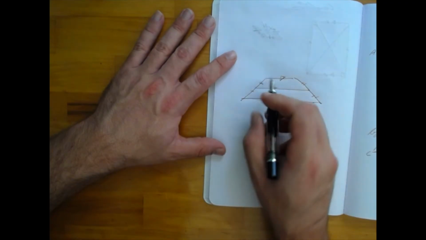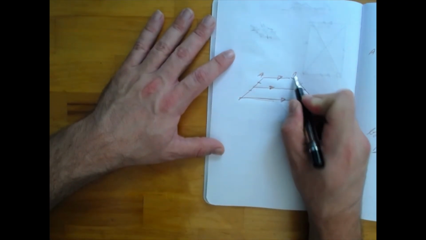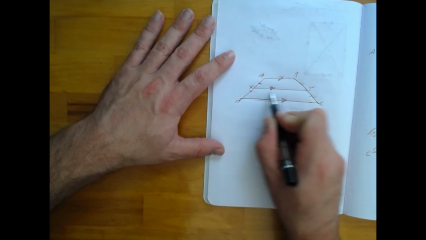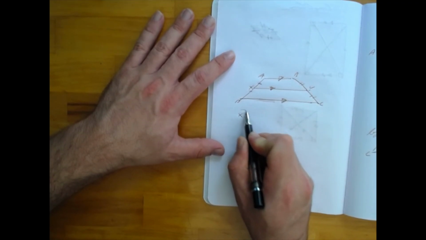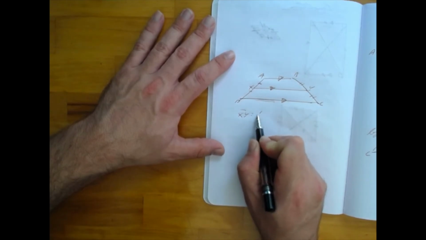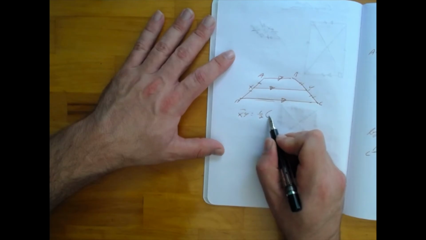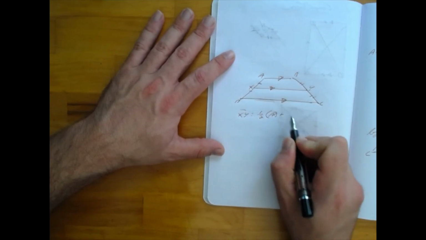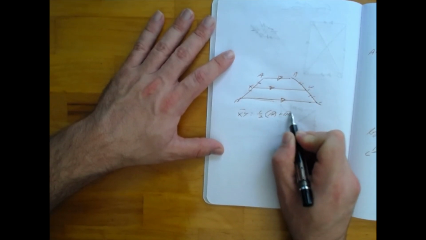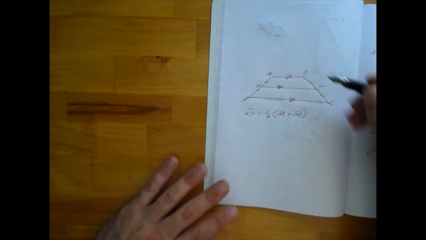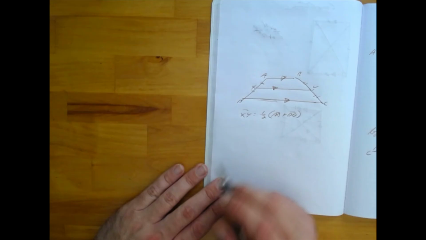I also know that if I label this, I know that the length of XY can be found by half of the bases combined. So half of AB plus BC. So the length of that mid-segment can be found. I find the midpoint, the half, and that means that that line itself is half of the trapezoid.